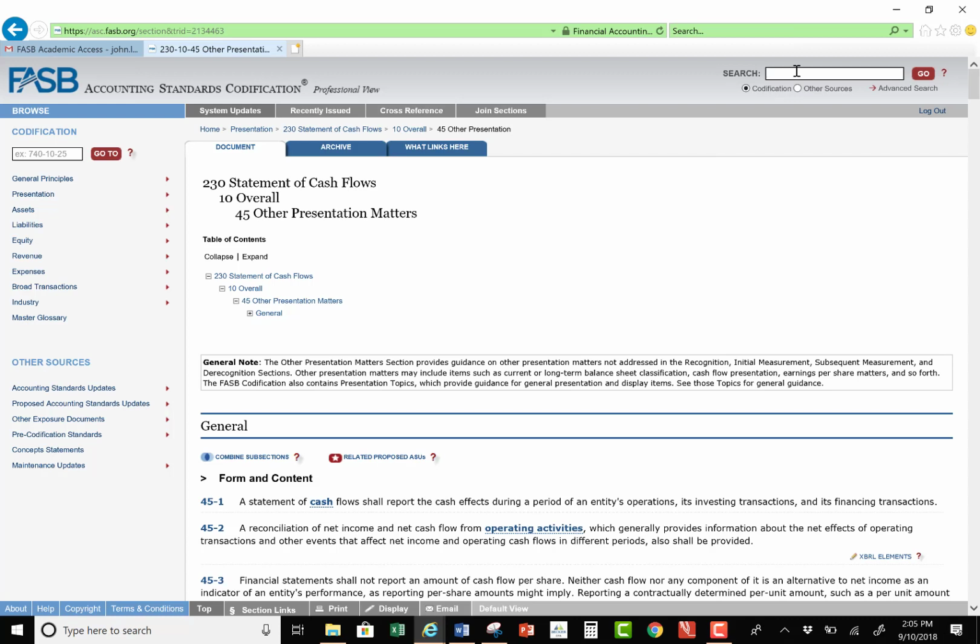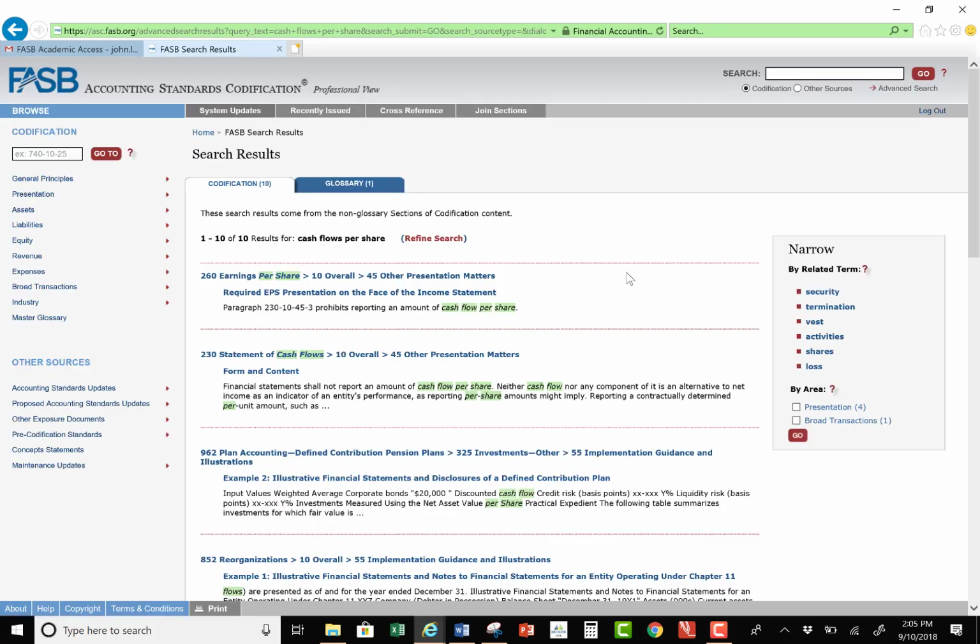find the phrase cash flows per share. Because there is the approach where we knew we were looking for some statement of cash flows, and we kind of followed the chain down. But they also have this search engine, okay? And you can always search out what you're looking for. And let's see if it gives us anything.